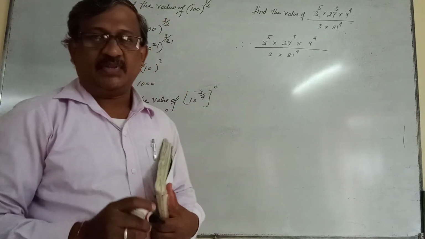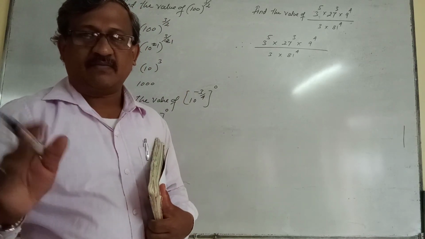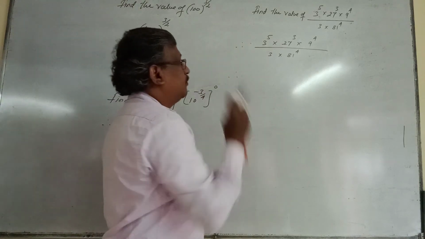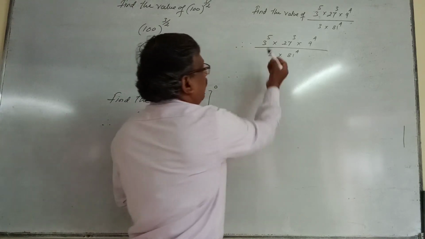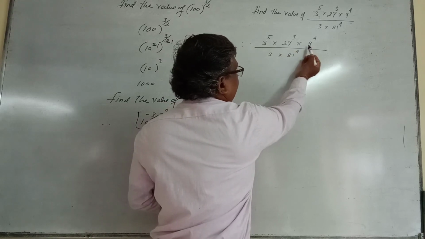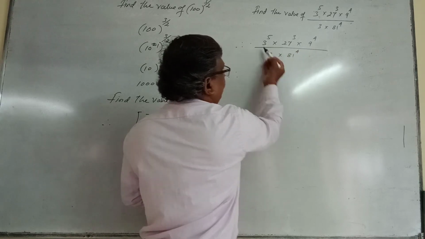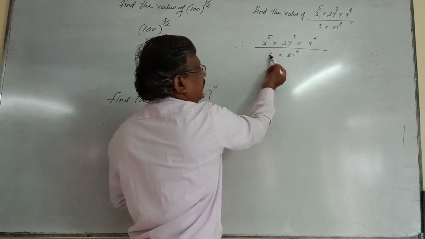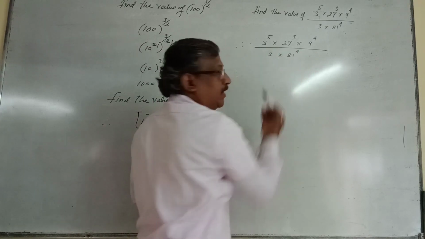If the base is the same, then only we can solve the index, otherwise no. So see whether your base is the same or not. My first base is 3 here. Can you see base 3 here? We can't see base 3 here. Here, this and this, we get the base same, but here and here we won't get the base same.